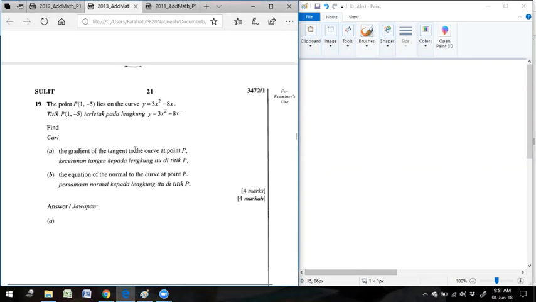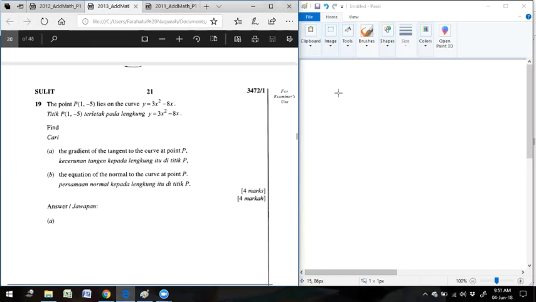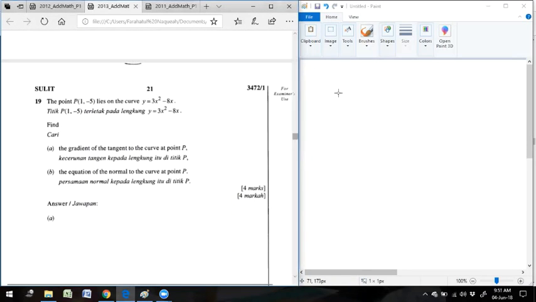Okay, this time the point P (1, -5) lies on the curve y is equal to 3x squared minus 8x. This one is from the AdMed 2013 paper. If you have done it before, you can check. Find A, the gradient of tangent to the curve at point P. Given, we must always extract the information first.